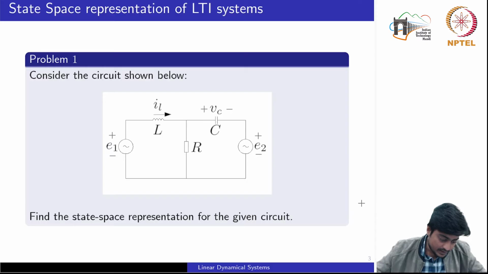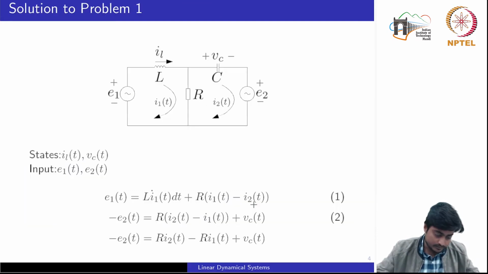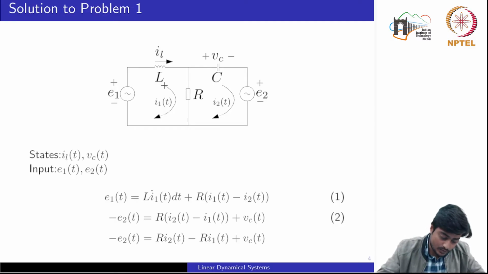So the first problem is, consider this circuit shown below, where an electrical circuit is given to you containing some passive parameters, inductor, capacitor and the resistor, and there are two sources of inputs, the voltage sources E1 and E2. We need to find the state space representation for this given circuit. So using Kirchhoff's law, we can analyze two independent loops. The first loop is this one, in which the current I1 is flowing, and the second loop where the current I2 is flowing.